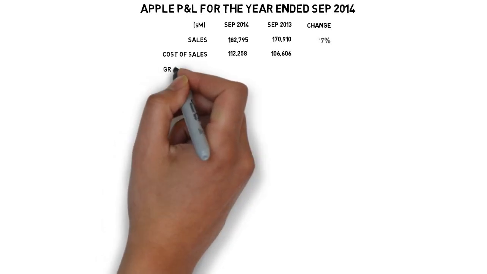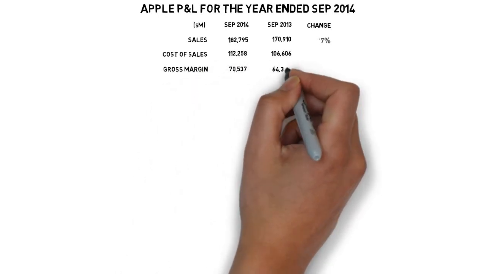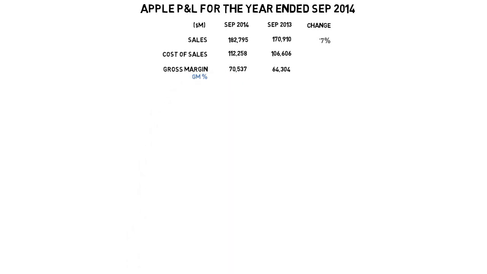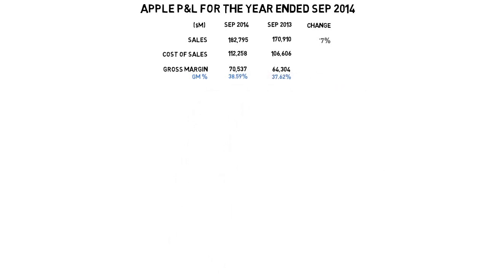By deducting cost of sales from net sales, we get to gross margin. Most analysts will look at gross margin as a percentage of sales rather than an absolute amount. So let's go ahead and divide gross margin by net sales to get the following figures. 38.59% for 2014 versus 37.62% for 2013. This represents the profit made from each unit before deducting indirect expenses.